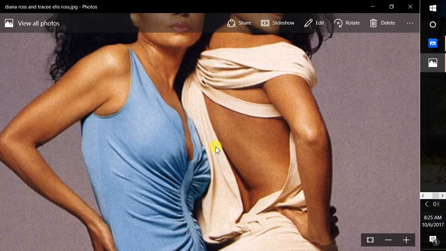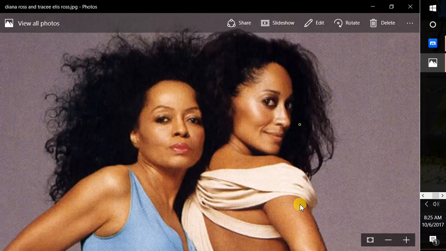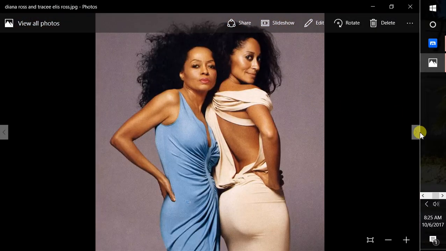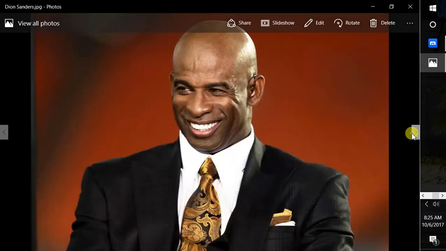Tracee Ellis Ross, arch in the back. With Diana Ross, the mother, arch in the back. 100% women. Okay. Diane Kruger, 100% woman, no transgender. Deion Sanders, 100% man, no transgender, howbeit a lying deceiver for the Vatican, who controls everything that's going on and organized in your world.